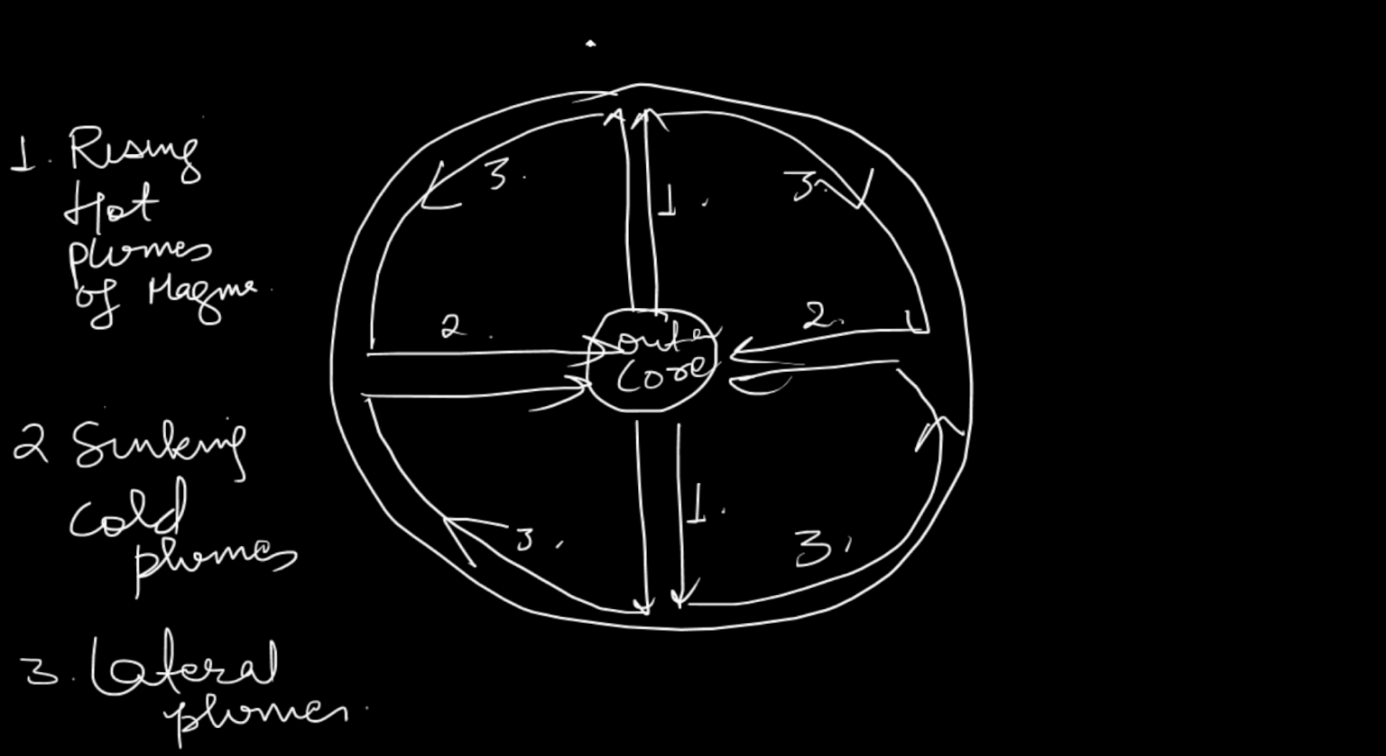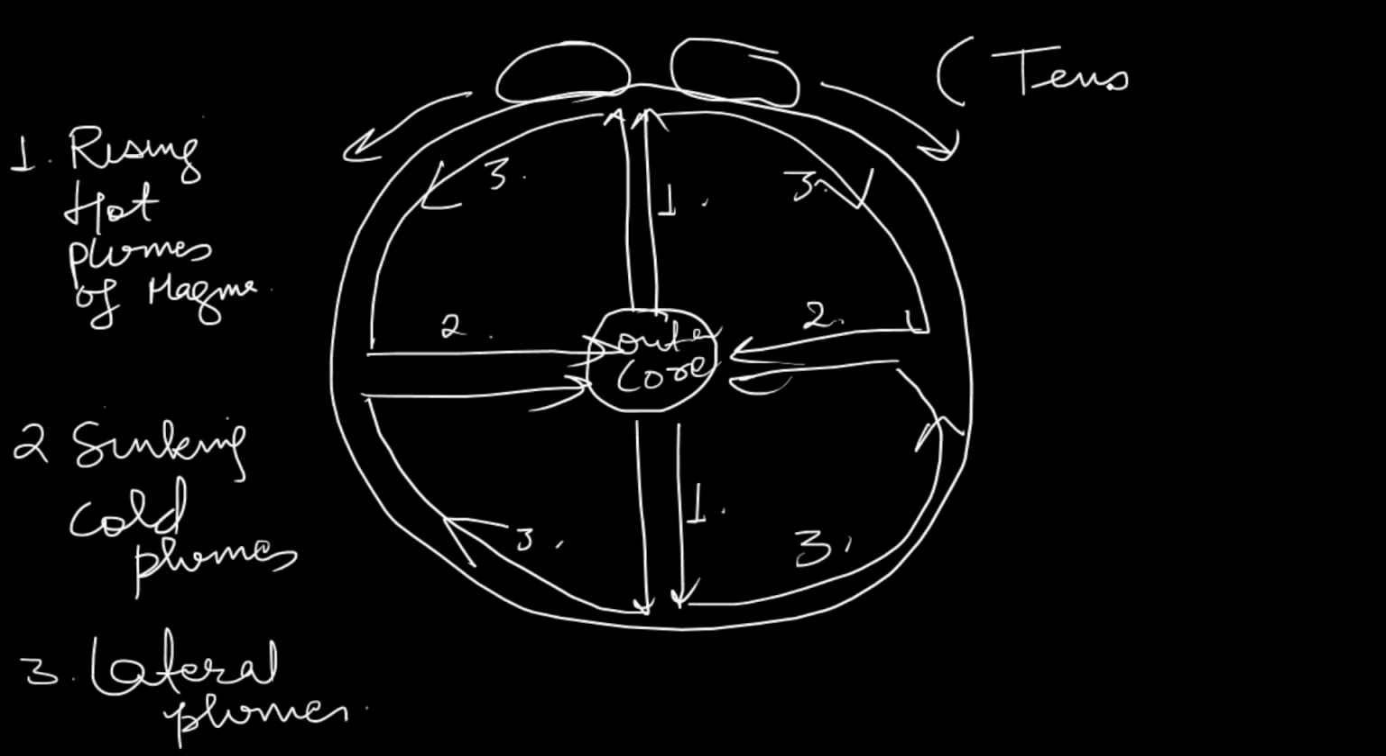Now continents are supposed here. We have two continents here. So you will find here that the continents are moving over the lateral plumes. The lateral plumes are moving in this direction and in this direction. Here you will find there is a tensional force creating tension, and this tensional force is making the continents move apart from each other. So it is diverging.